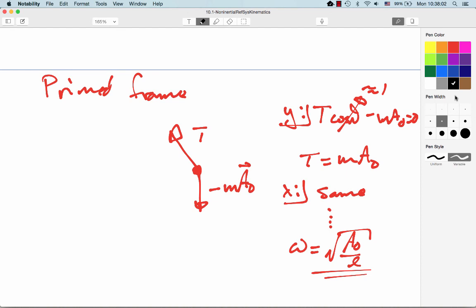Okay, in the next video, we're going to take a look at what happens when our coordinate systems are rotating.